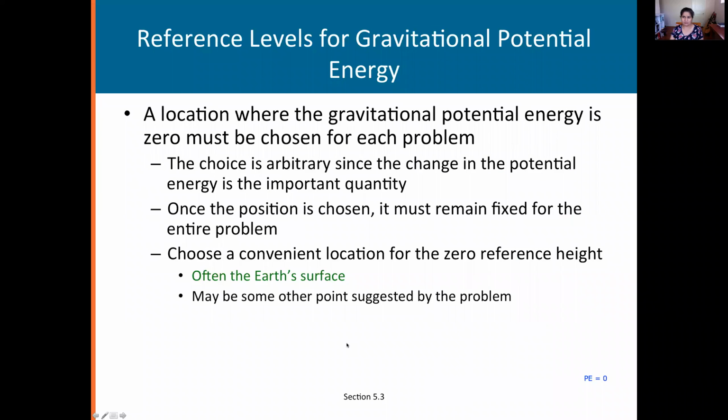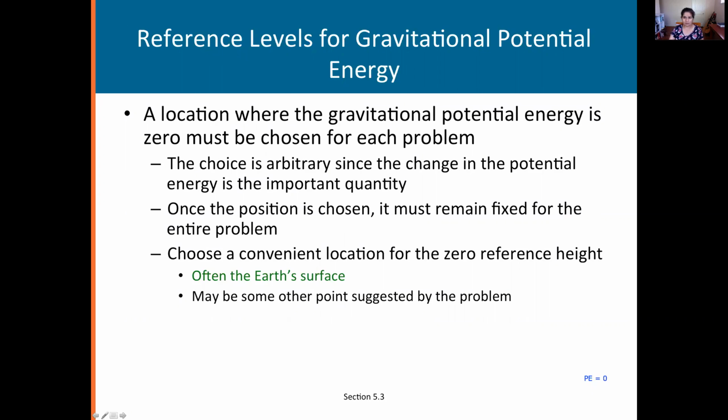So what did we say? We said that we need to define a reference level for gravitational potential energy. That's where we set our potential energy to be 0. You can define it to be anywhere in your problem, but once you set it, you cannot change it when you're doing your calculations.